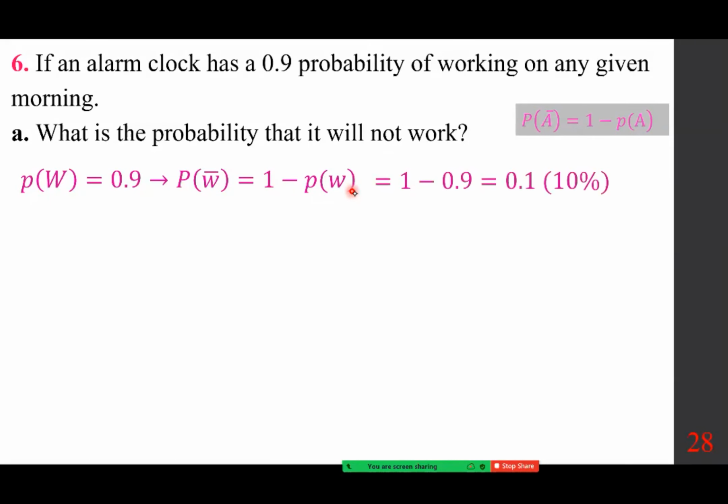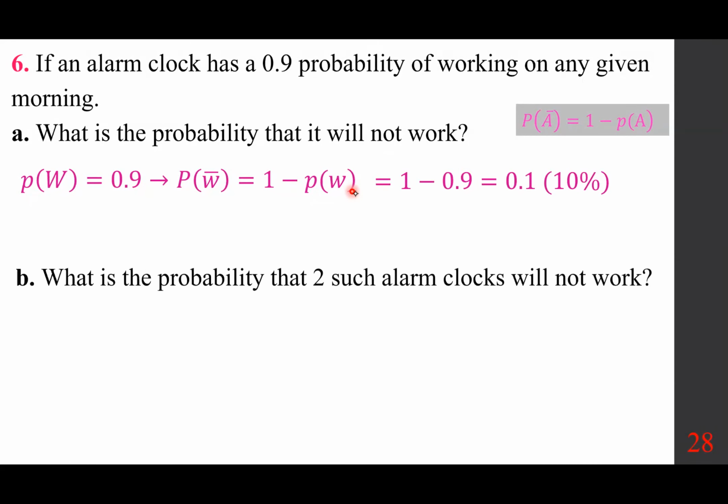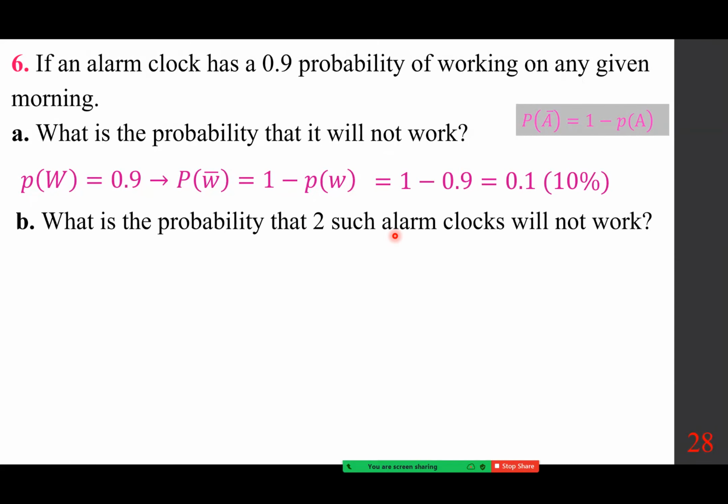And that's horrible. 10% chance that it's not going to work. That's really bad. But here's what's interesting. What is the probability that 2 such alarm clocks will not work? Now it's the concept of redundancy and quality control, and that's what companies use. Even if the percentage is that bad, when you have 2 alarm clocks, then things are different. How do we calculate that?